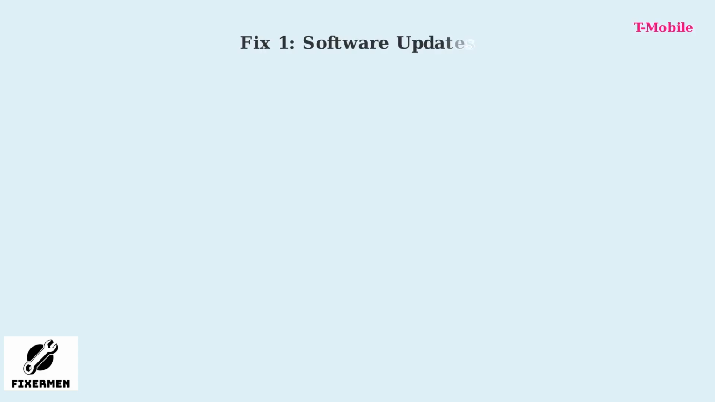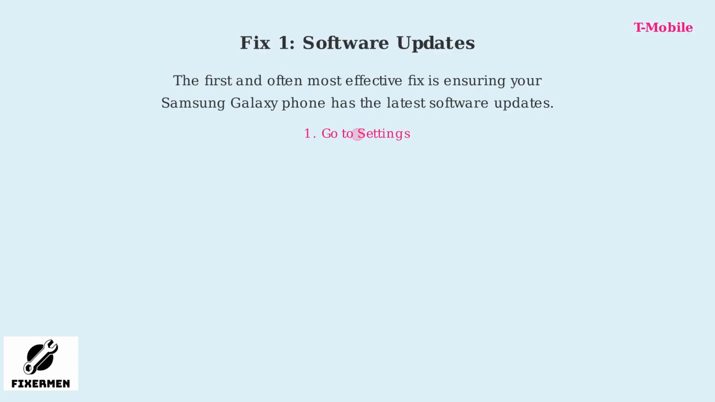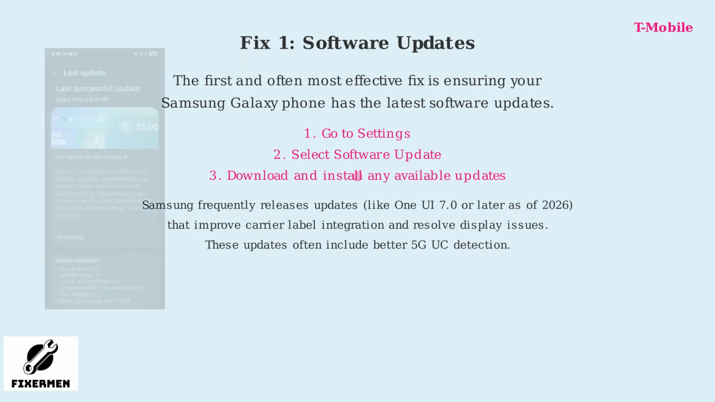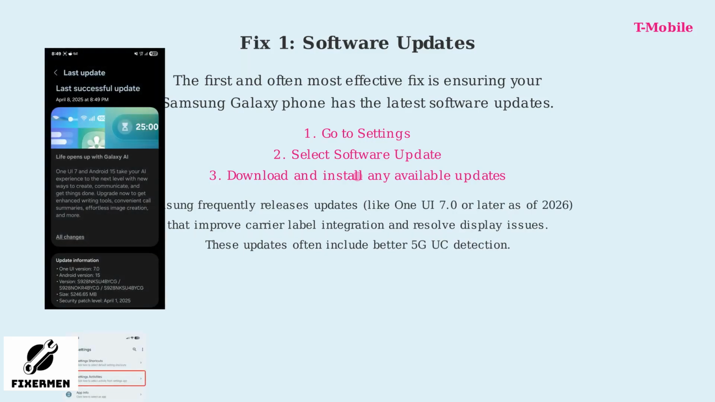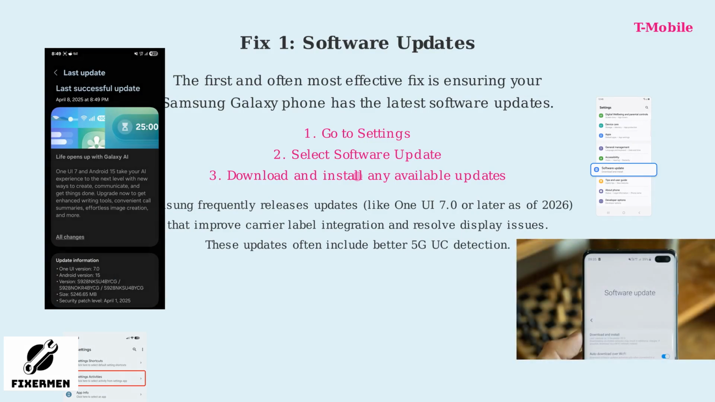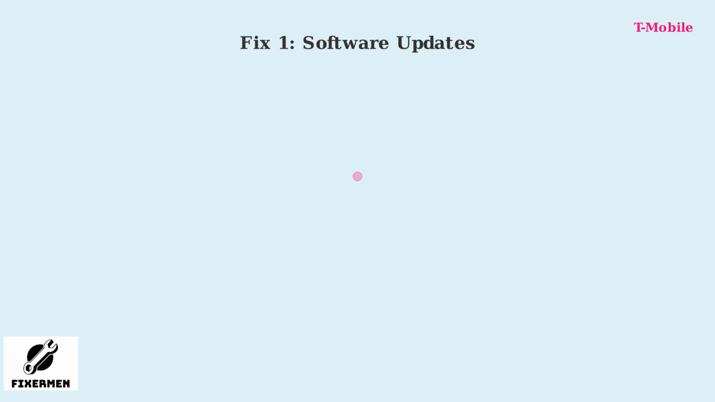The first and often most effective fix is ensuring your Samsung Galaxy phone has the latest software updates. This involves going to Settings, selecting Software Update, and downloading any available updates. Samsung frequently releases updates, like One UI 7.0 or later, as of 2026, that improve carrier label integration and resolve display issues with 5G UC. These updates often include better UC detection.